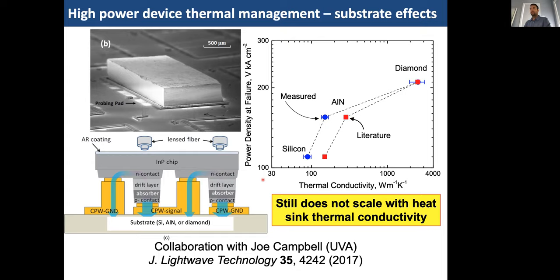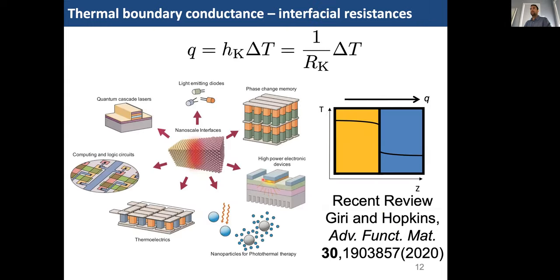So what else could be happening? Well, with this comes the concept of a thermal boundary resistance. A thermal boundary resistance, or a thermal boundary conductance, which is the inverse, is a property that relates the heat flux across an interface between two materials. Mathematically, the heat flux across from material one to material two is related to the temperature drop across the interface through the thermal boundary conductance, or the inverse of which is the thermal boundary resistance.